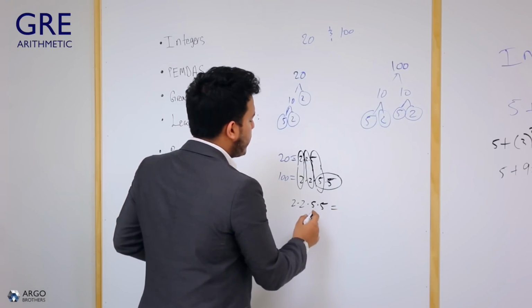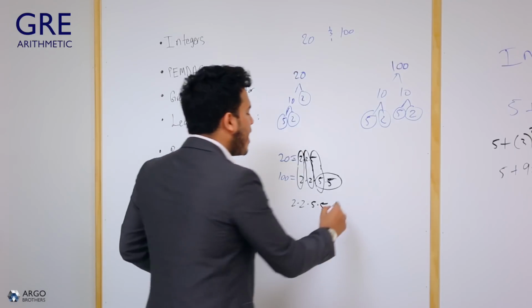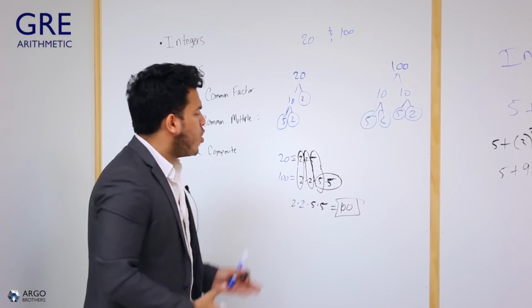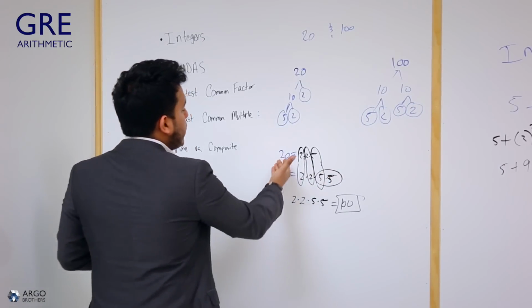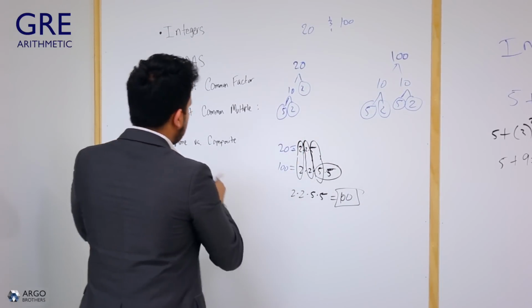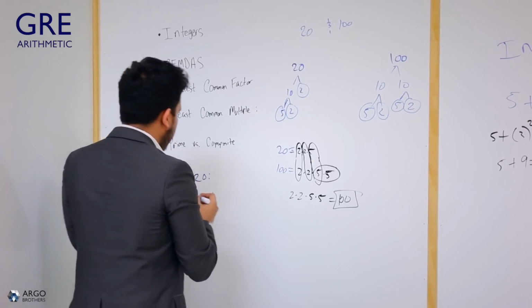So 5 times 5 is 25, 25 times 2 is 50, 50 times 2 is 100, and your least common multiple is 100. Once again, you could do it the other way if you would like to. Go ahead. List out the common multiples of 20 and 100. List out the multiples of 20 and 100, and then see what is the least common multiple between them.